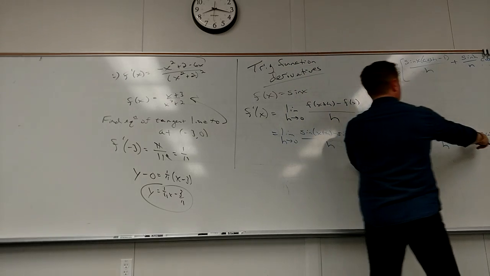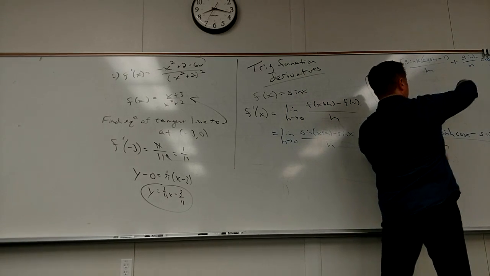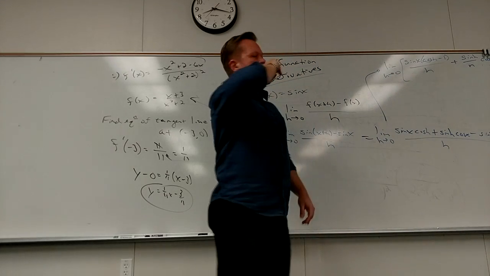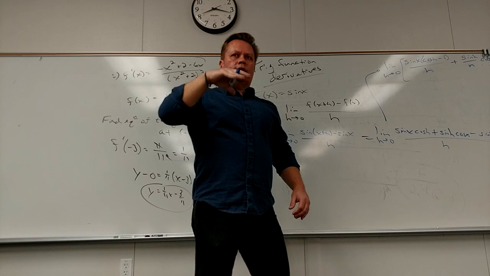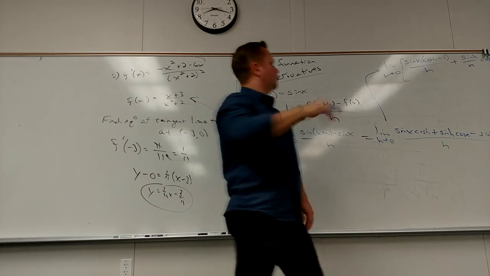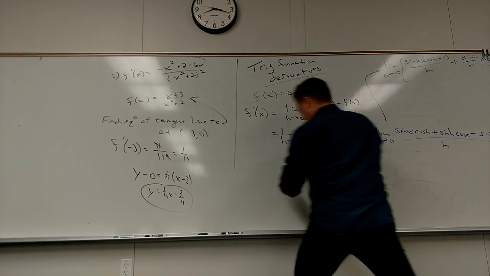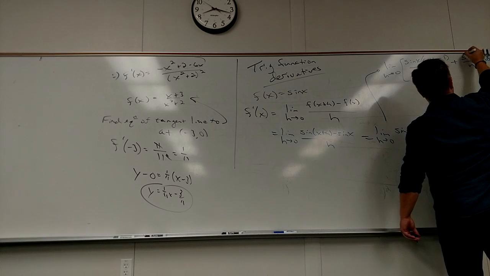So just took a sine x out of here, cosine h minus 1, and then here's the other piece. So if I write it like this, I can identify the ratios involving h. Now, let's focus on this guy first, because I need this guy's result to even look at this guy right here.